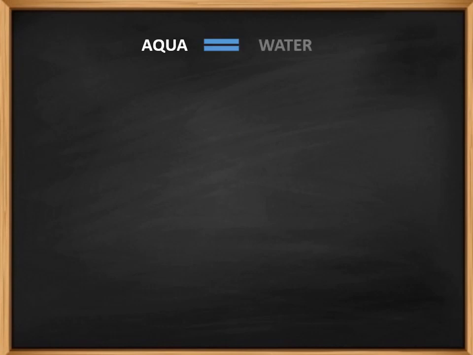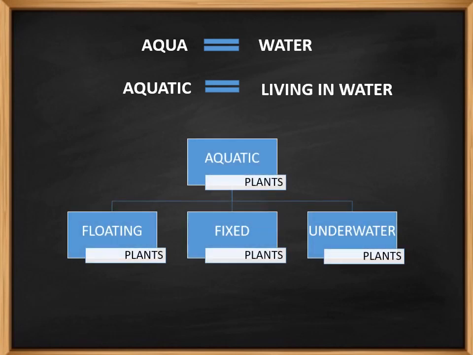Aqua means water and aquatic means living in water. Aquatic plants are divided into three different types: floating plants, fixed plants and underwater plants. So let us study about floating plants.